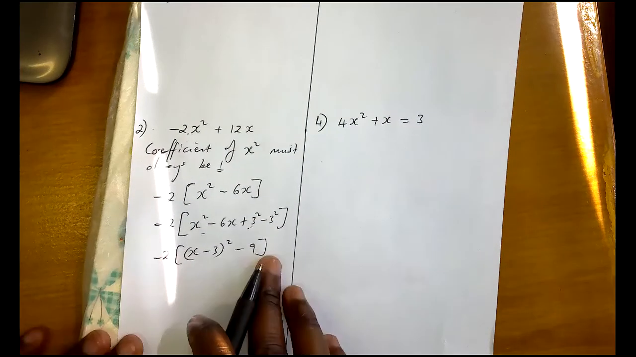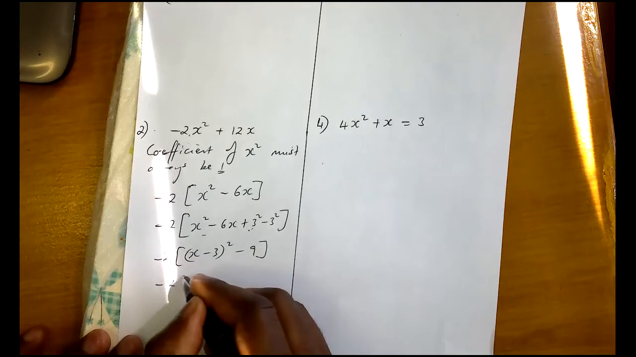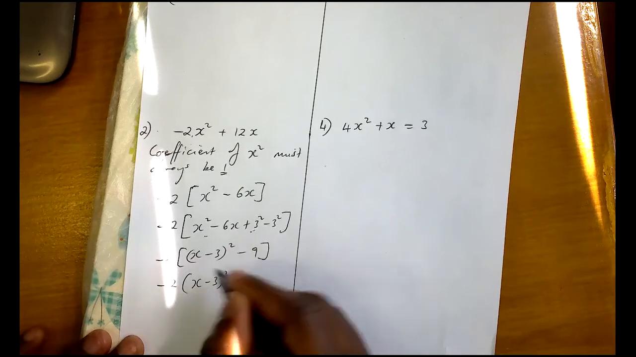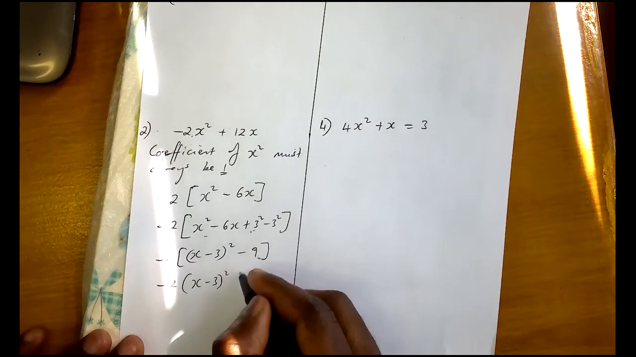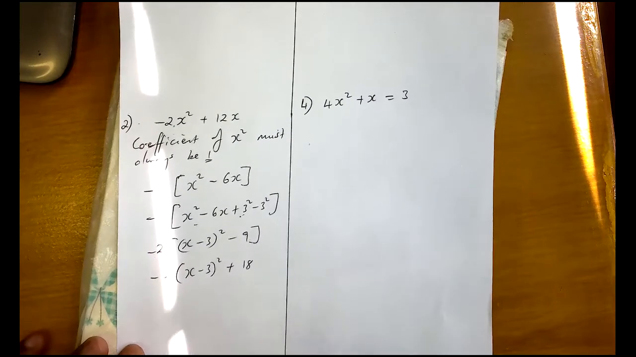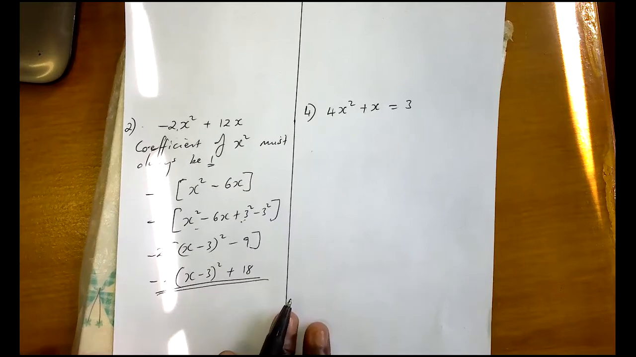Now, what do you do now? You factor in now the negative 2 in bracket here, x minus 3 squared. Negative 2 times 9 is going to give you plus 18. Okay, plus 18. That's what we have there. Then you have your solution here.